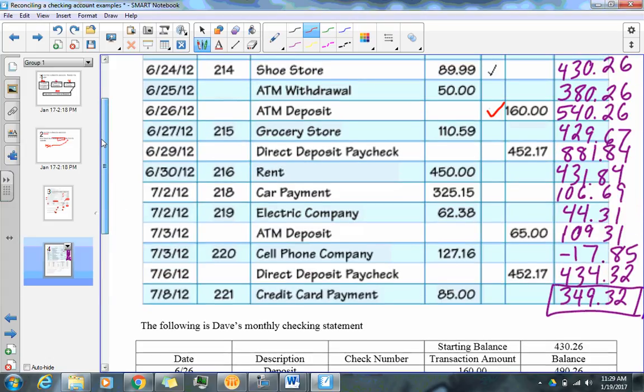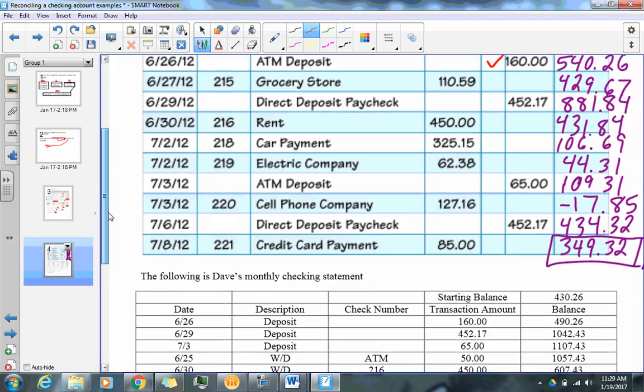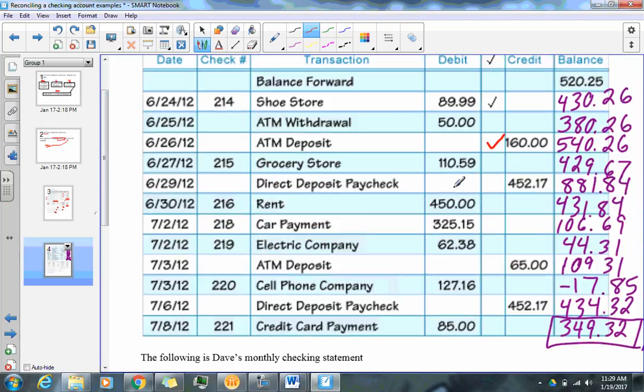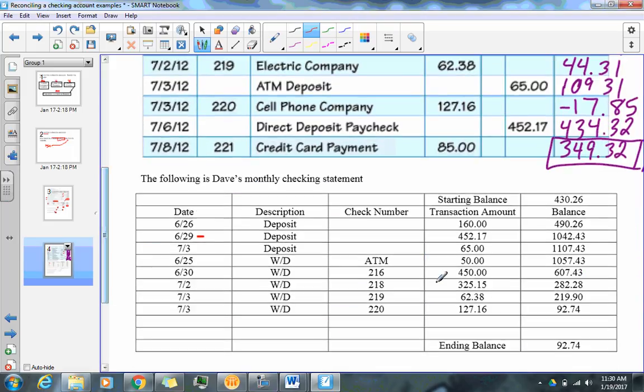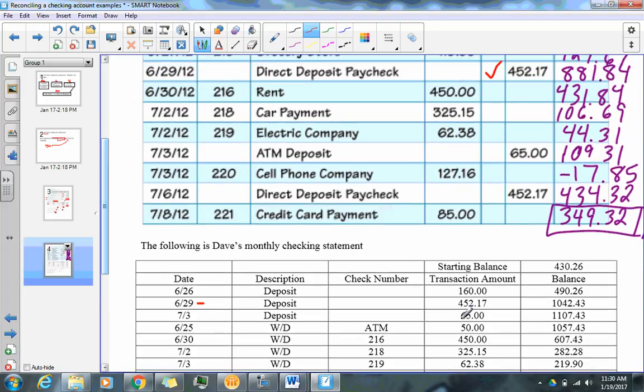Now, notice that we have two 452s here. You will not check both of them off. You would check off whichever one is. So 452, look at the date. Oh, the date is 629. So the 629 deposit, that was the one that we're going to check off. If you notice, there's no other 452 deposits. So that means this 452 will not be checked off, which means it'll be outstanding. All right. The $65 deposit checked off.